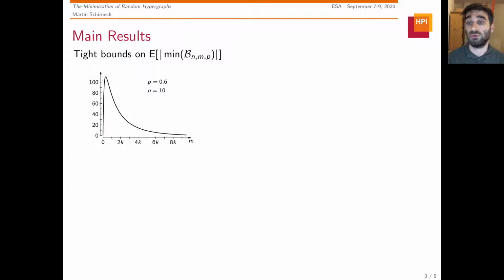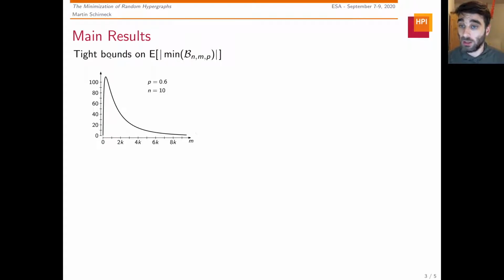This is plotted for a rather small number of vertices, but these features are even more prominent as n increases. And what you see here is that in the beginning, the minimization quickly grows with the number of edges until a certain peak. But if you include more edges, the minimization in fact goes down, so fewer edges are minimal here. And this decay is exponential in m.